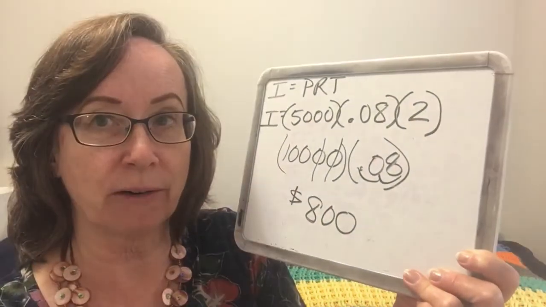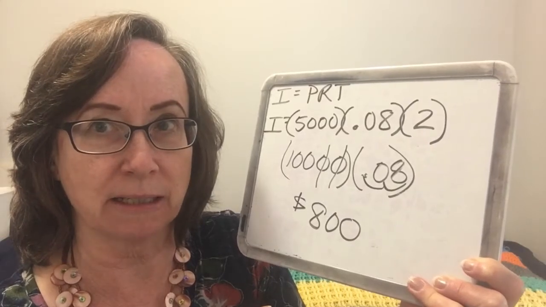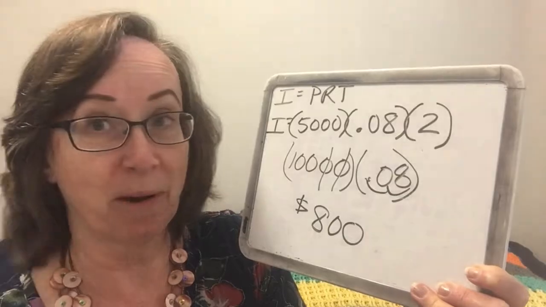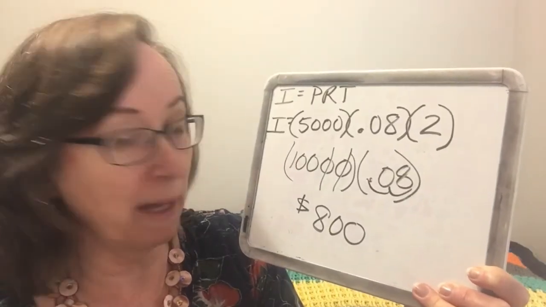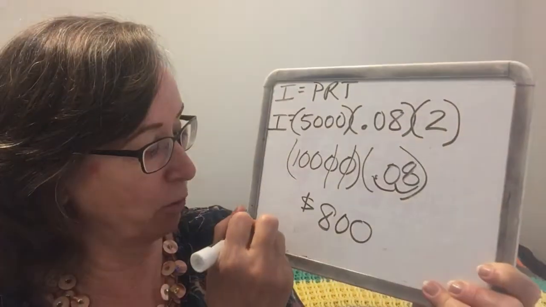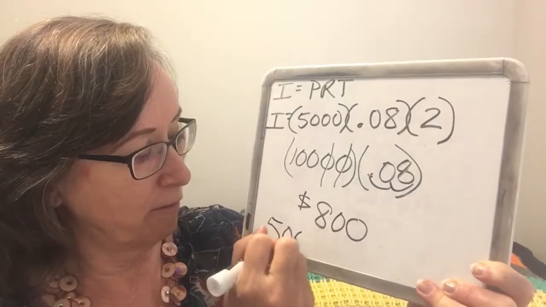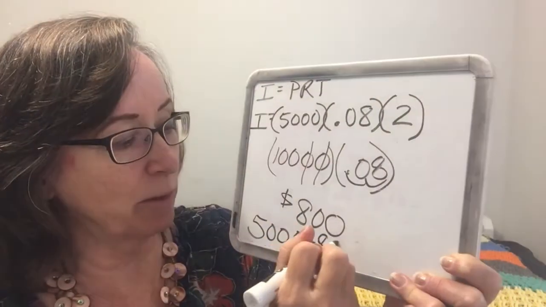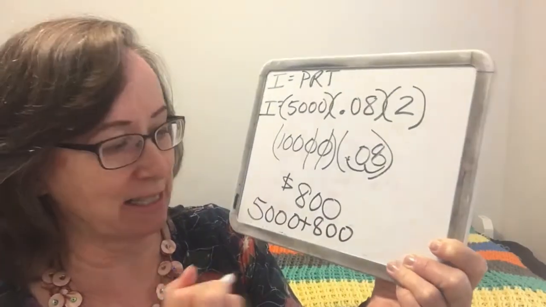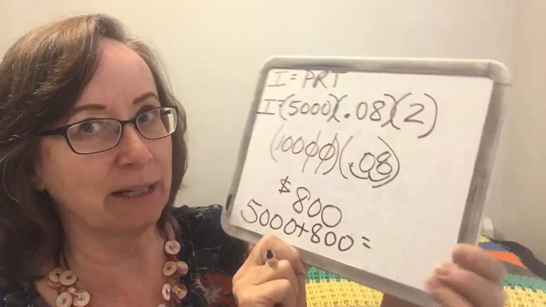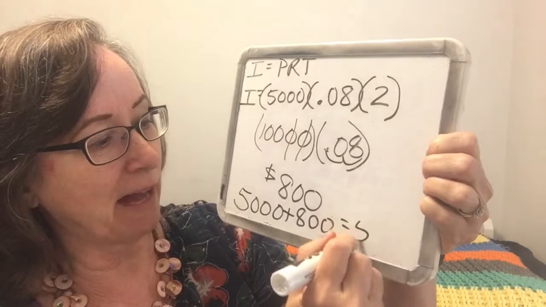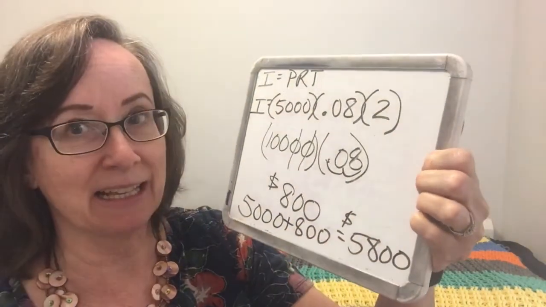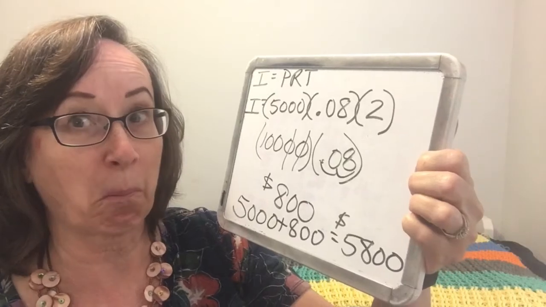Now the account already had $5,000 in it because it was a $5,000 deposit into the bank account. So we take the original $5,000 plus the $800 he earned in interest, and he is going to withdraw $5,800 at the end of the 2 years.